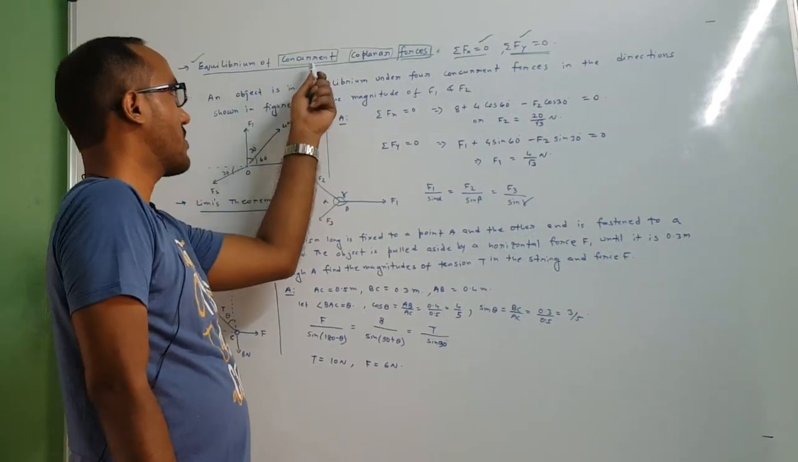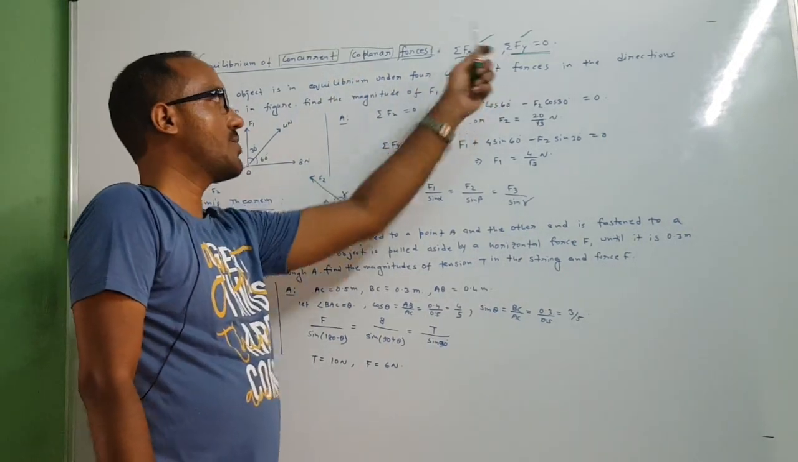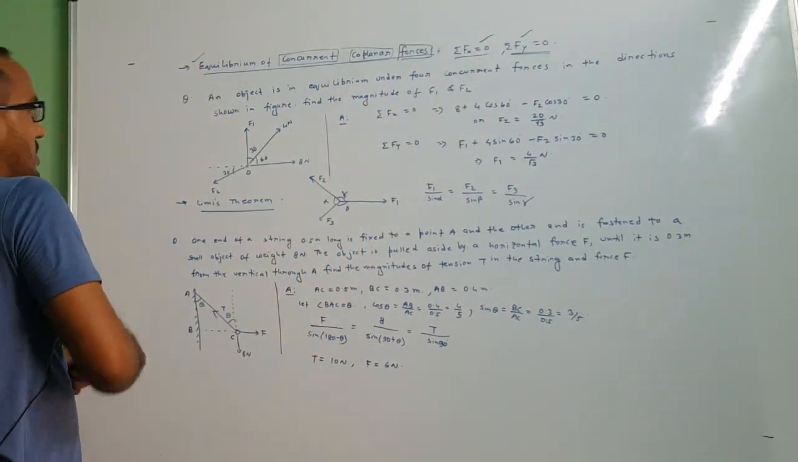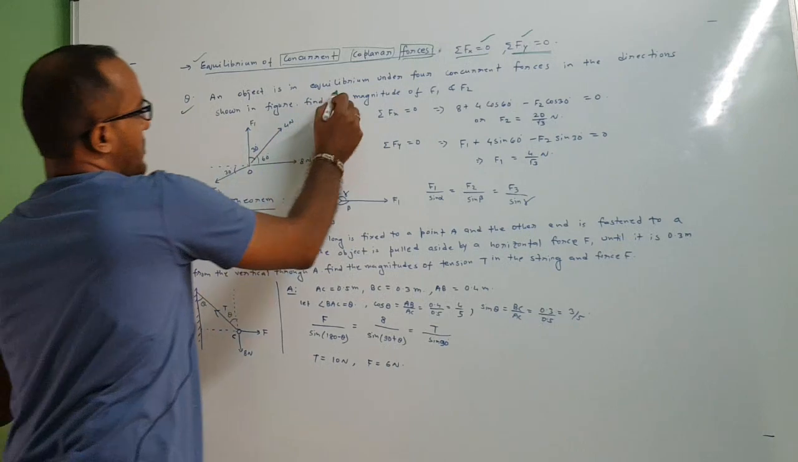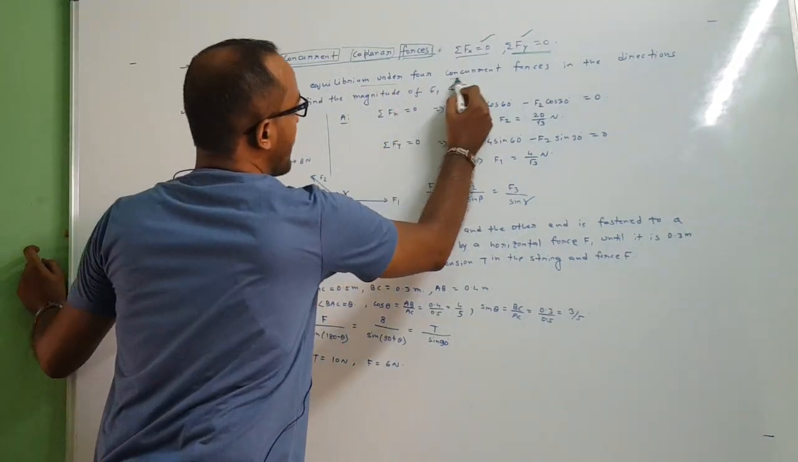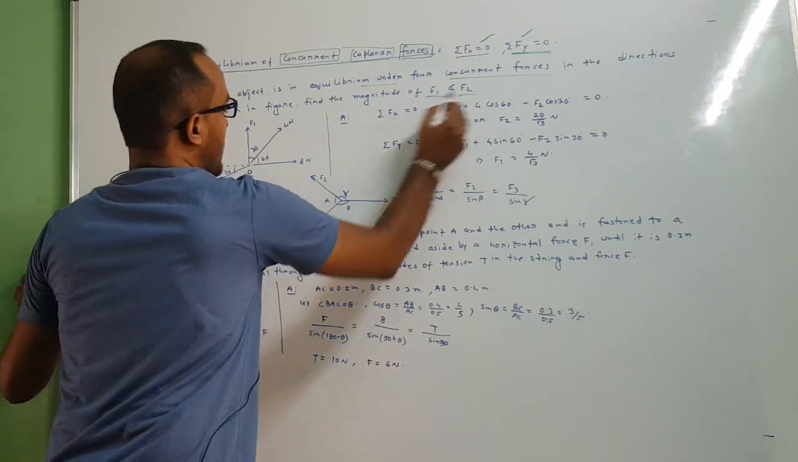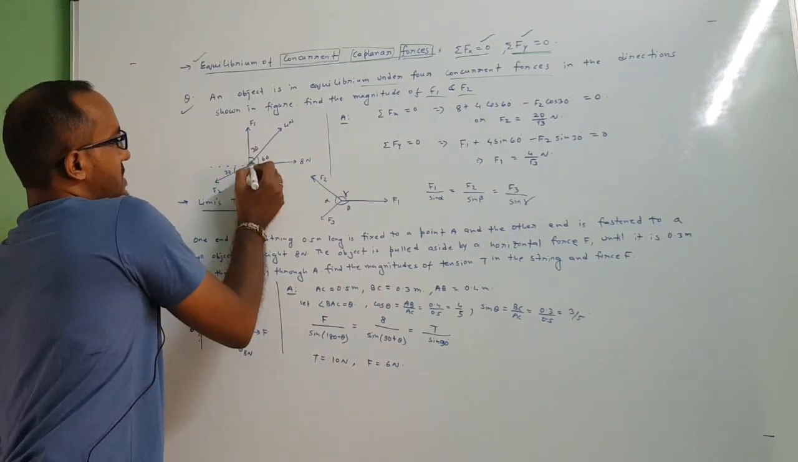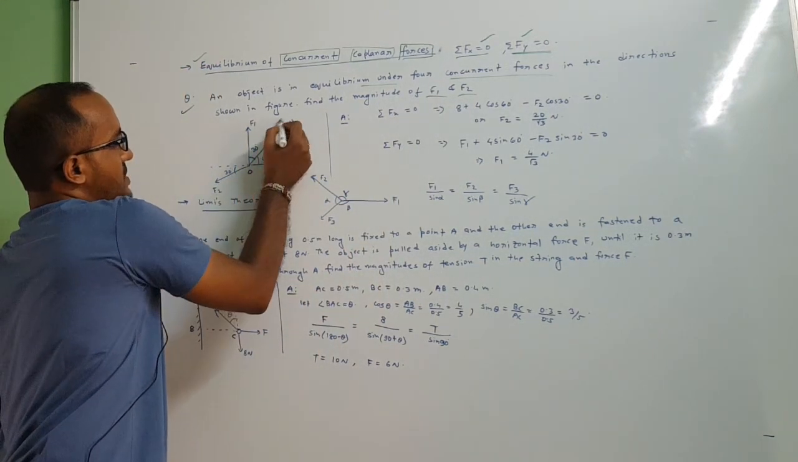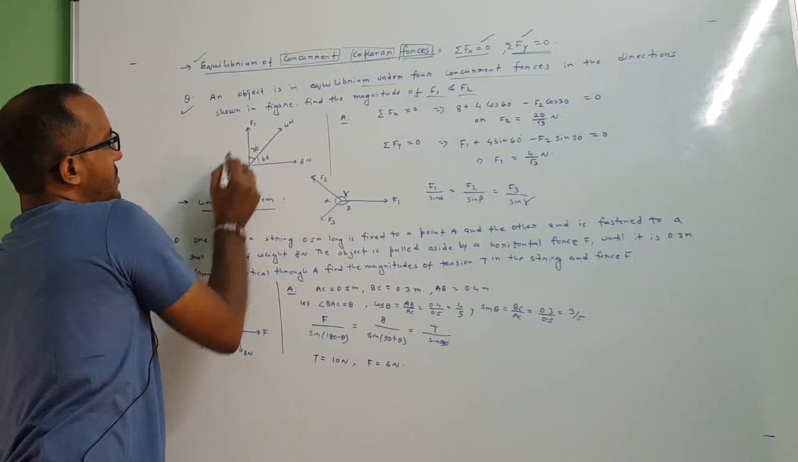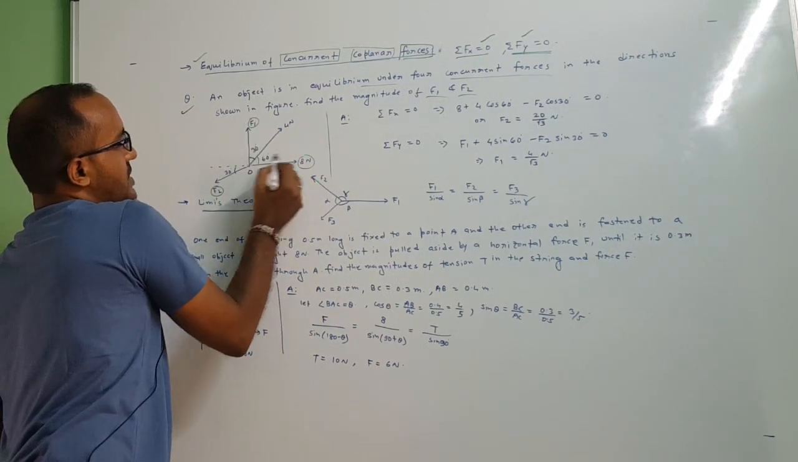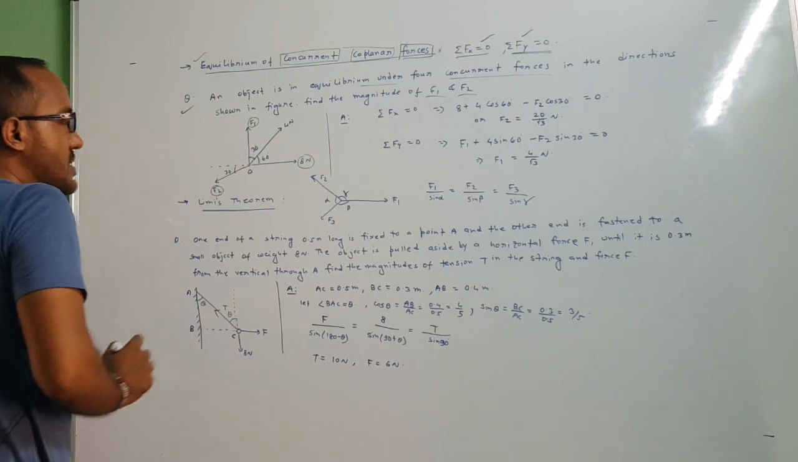So here for concurrent forces, you have to make only Fx = 0 and Fy = 0. Let us see one question. An object is in equilibrium under 4 concurrent forces in the direction given. Find the magnitude of F1 and F2. Here this angle is given as 30 degrees. This is 4 Newton. This is F2. This is F1. This is 8 Newton, and the angle is given as 60 degrees.